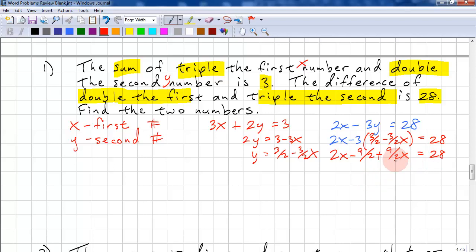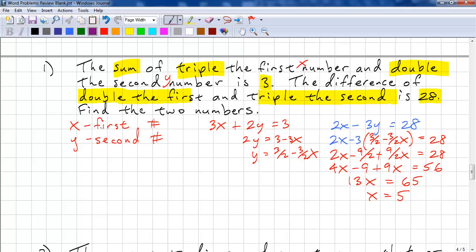One thing we can do here is, instead of dealing with fractions, we can multiply everything by 2. 4x minus 9 plus 9x equals 56. Collect like terms, 13x equals 56 plus 9. Moving that 9 over to the other side makes it positive. So we have 65. x equals 5.